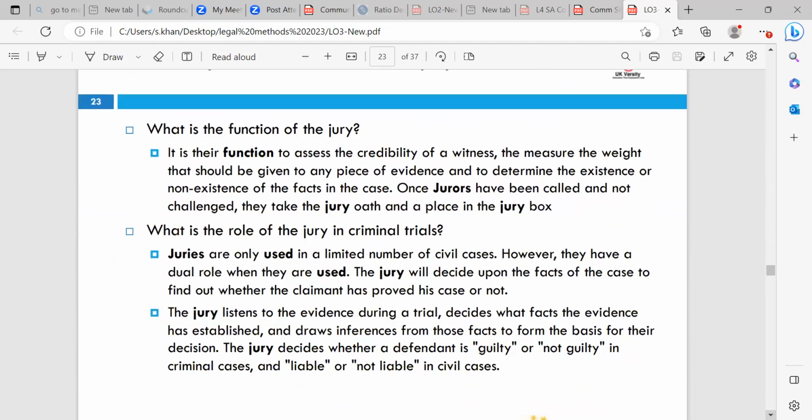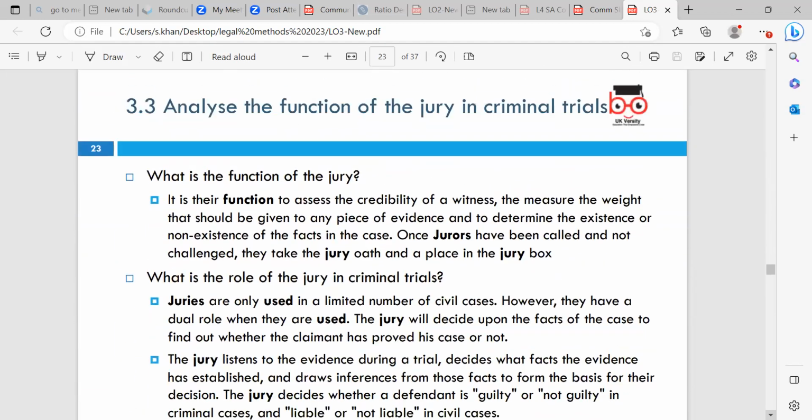3.3, analyse the function of the jury in criminal trials. What is the function of a jury? It is their function to assess the credibility of a witness, measure the weight that should be given to any piece of evidence, and determine the existence or non-existence of the facts in the case. Once jurors have been called and not challenged, they take the jury oath and are placed in the jury box.